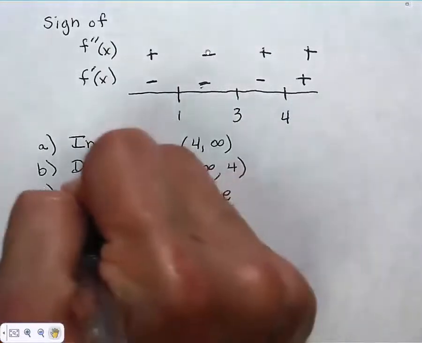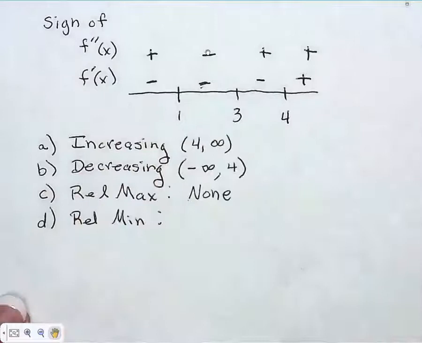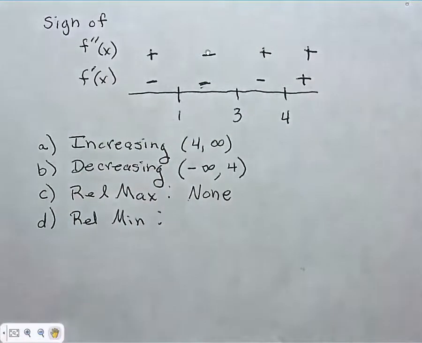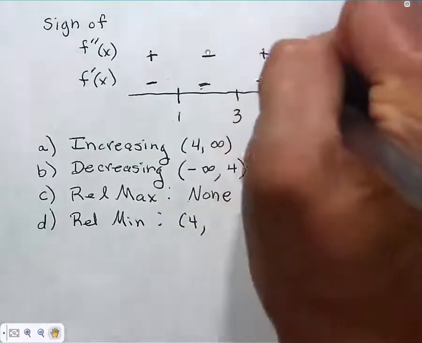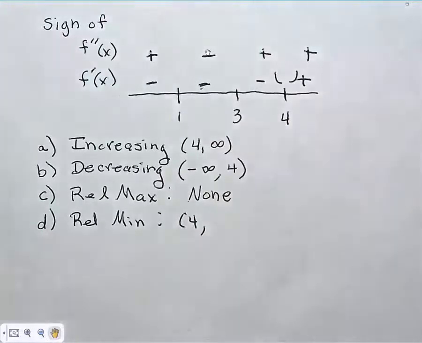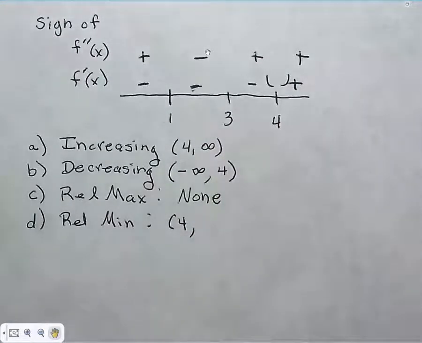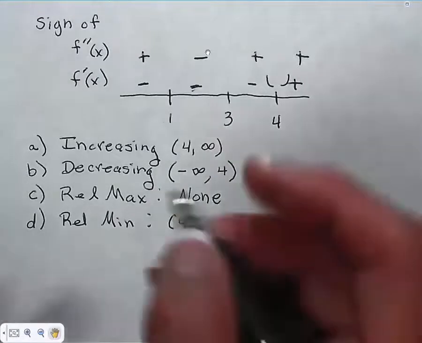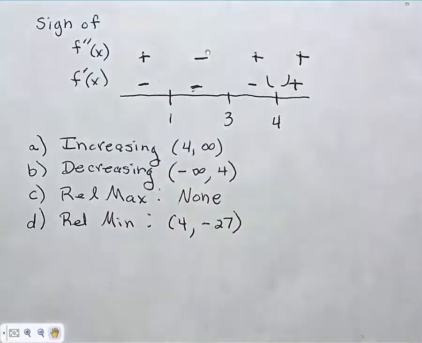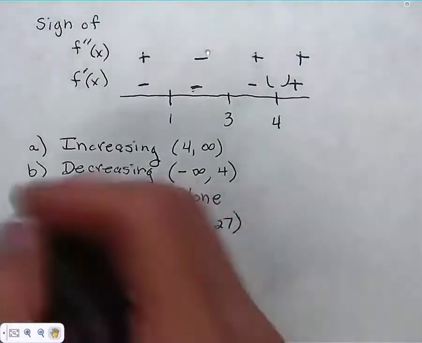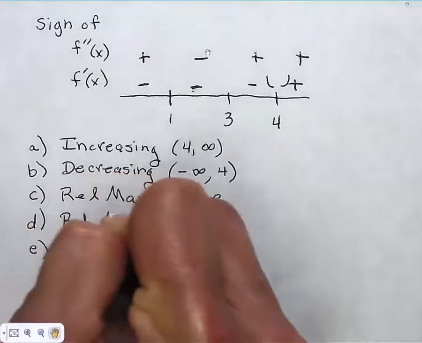The relative min is going to be at 4, where the function changed from decreasing to increasing. And I'm just going to tell you that when I plugged 4 into the original function, just to save us a minute, I got negative 27. That's just a minute on a calculator. And when I say I plugged in 4, where do I mean I plugged the 4? The original function.